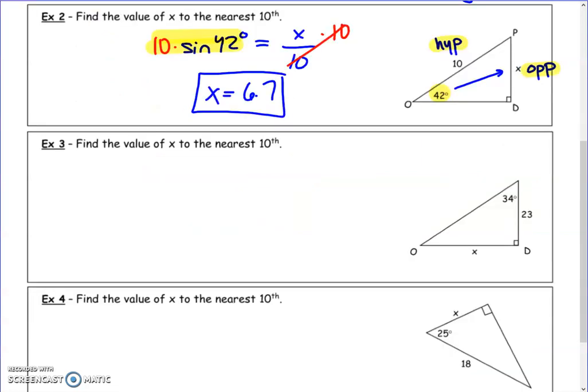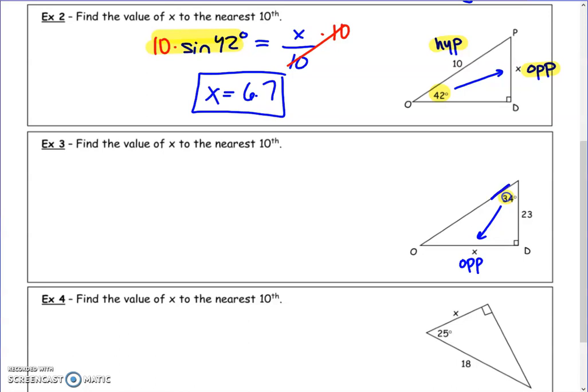All right, example 3, different triangle, same directions. Find the value of x to the nearest tenth. So the only thing that's going to really change here is I'll put the angle in a different location. We might have to work with a different trig ratio. But other than that, it's pretty similar. So there's my angle, 34 degrees. As you look across the triangle, that's your opposite side. So x is the opposite.